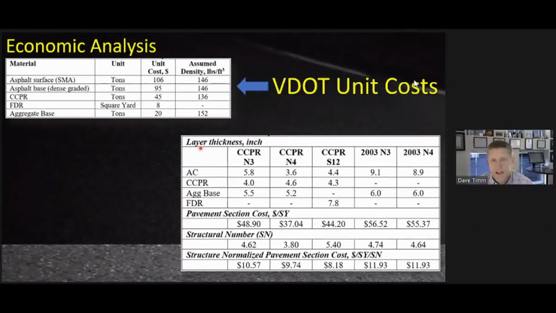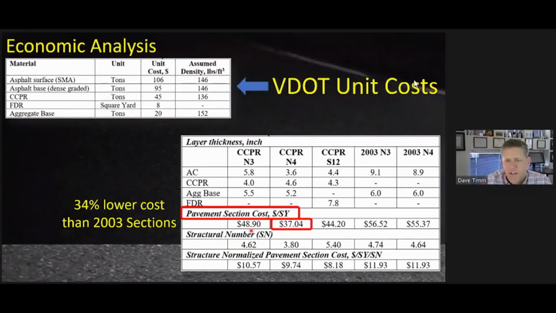So we did an economic analysis. This was in a TRB paper from a few years ago, where we got actual bid costs from actual projects from VDOT for the different materials that were used, and then costed it out. And interestingly, when you look at it, the least expensive section that we had out there was section N4. This is the one that had 4 inches of AC over the CCPR, came in at $37 per square yard, and that's 34% lower cost than the 2003 sections. You can see those costs here. But interestingly, even the one that has the cement stabilized layer is cheaper than the other 2 less sustainable options.